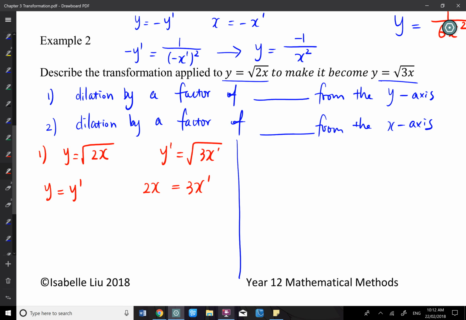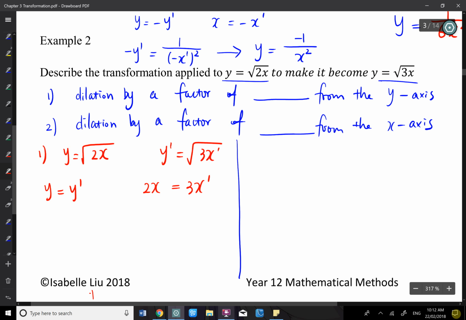It's pretty good now. Now the question is whether you make x to be the subject or x dash to be the subject. Because I want the description. Therefore, if I want the description, I will have x dash, y dash to be the subject. X dash equals how many x? Y dash equals how many y? So y dash equals y. There's nothing happened to the y side. But x dash equals 2 over 3 x. That's what's actually happening.